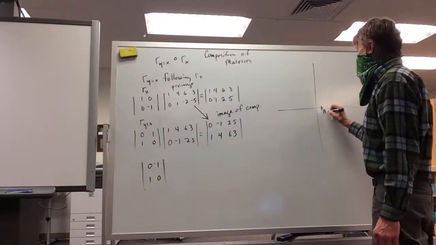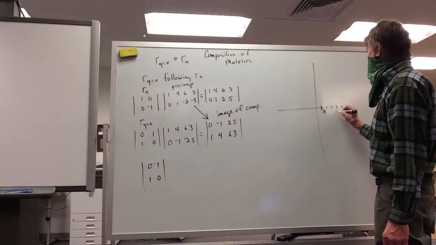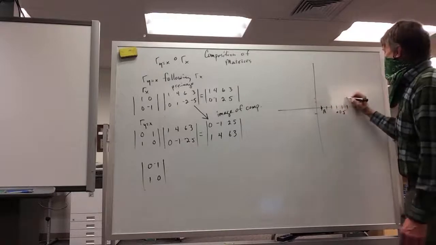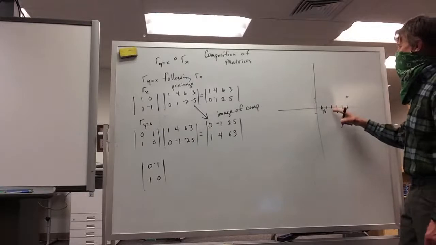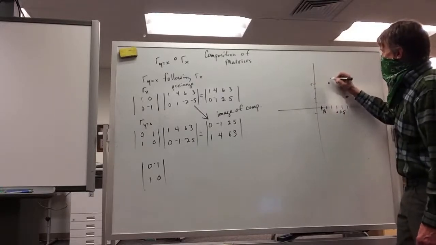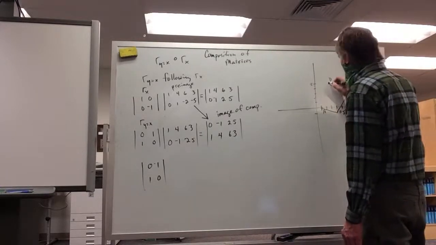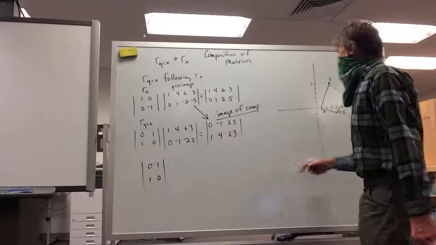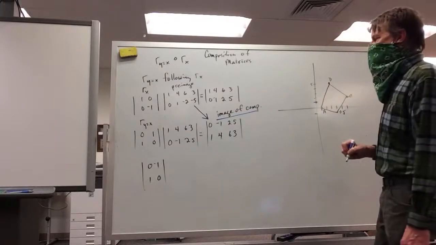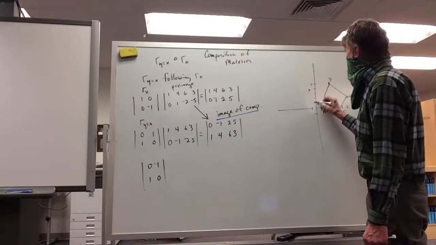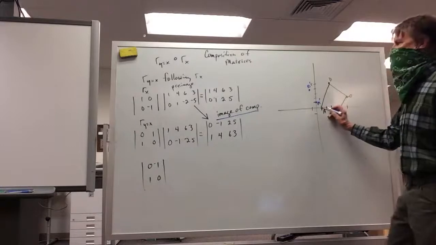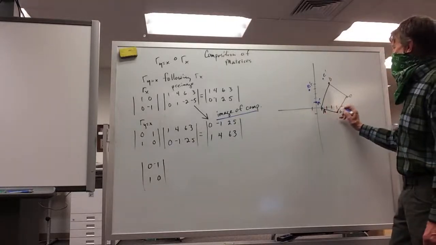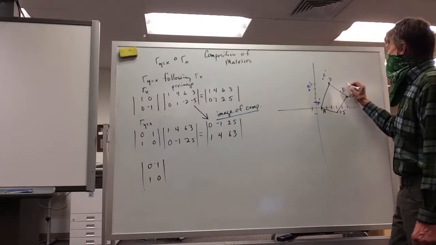1, 0. 4, negative 1. And then 6, 2. And then 3, 5. So that's what we started with. And then what we end with is this one here. So we have 0, 1, negative 1, 4, 2, 6, and 5, 3. This is not pretty.